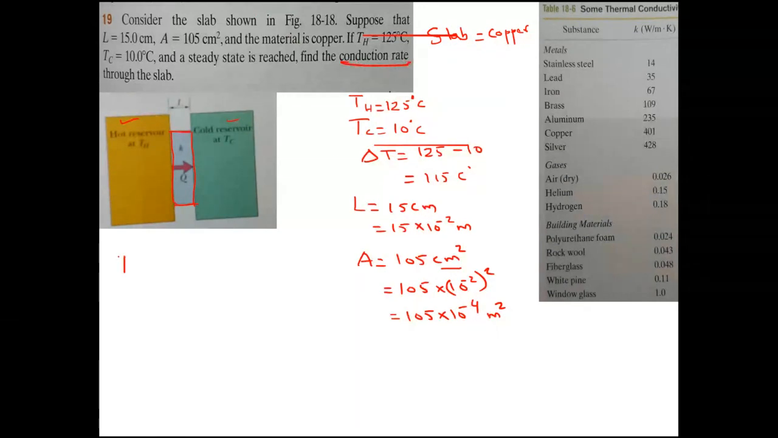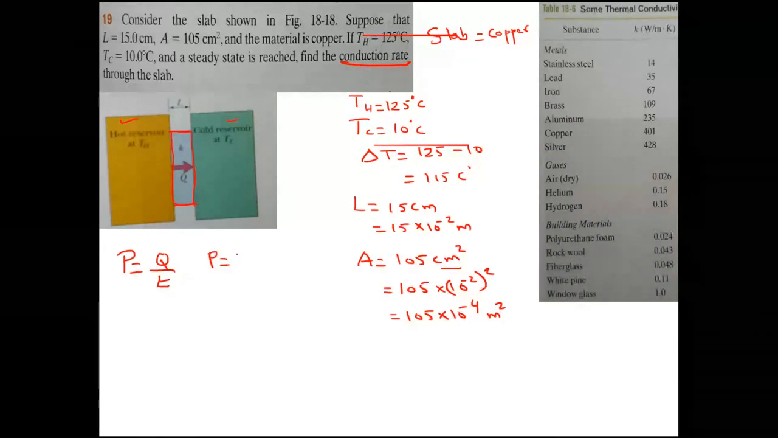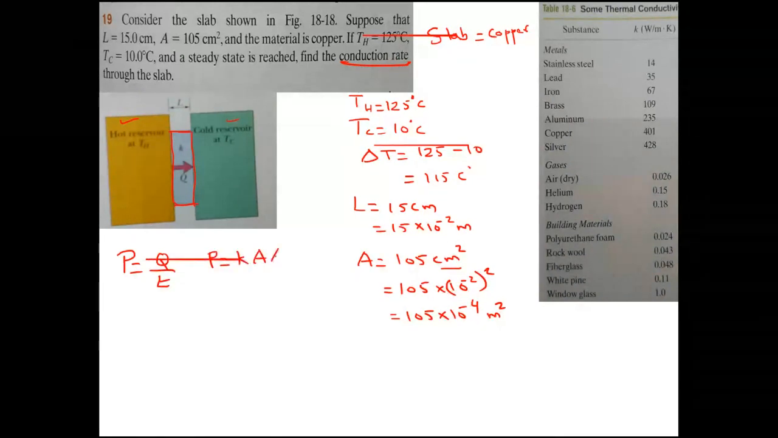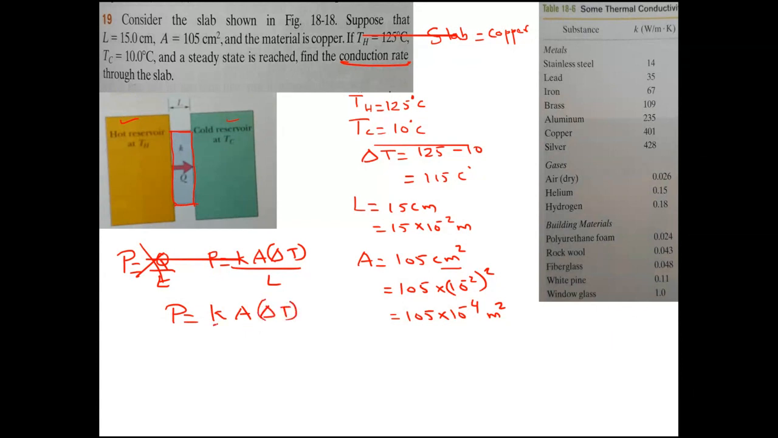Again, the same formula. P equals Q over T, or P equals K A delta T divided by L. Which formula are you going to use? The second one. The first one is not working here. So I have to use P equals K A delta T divided by L.